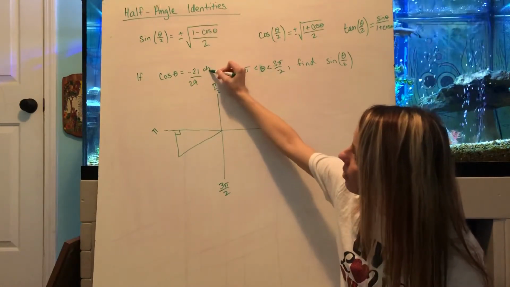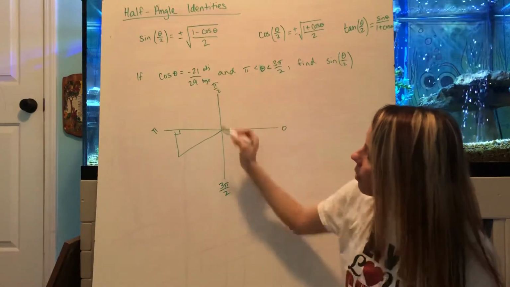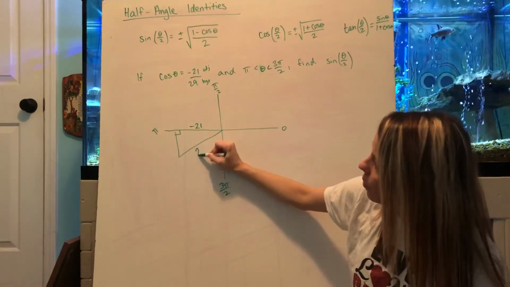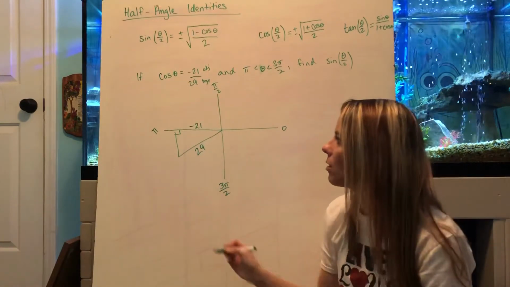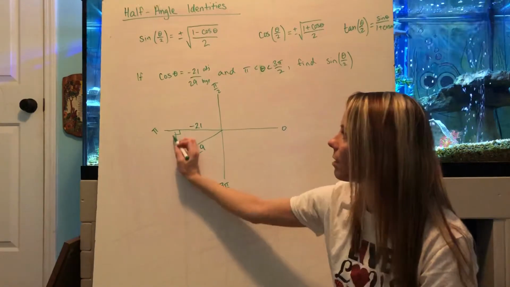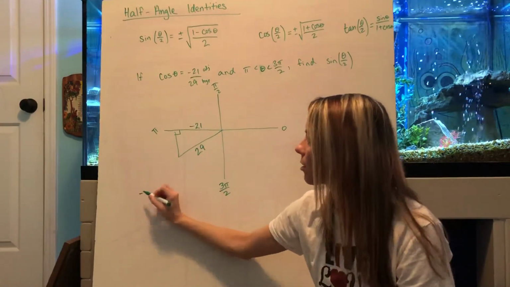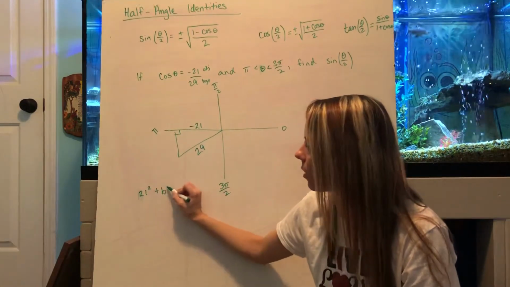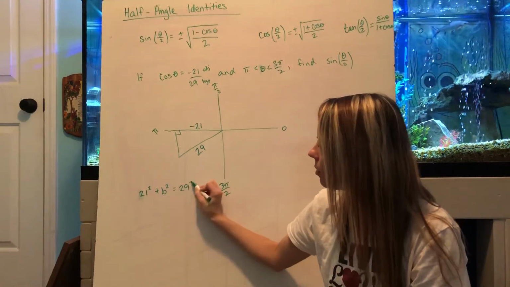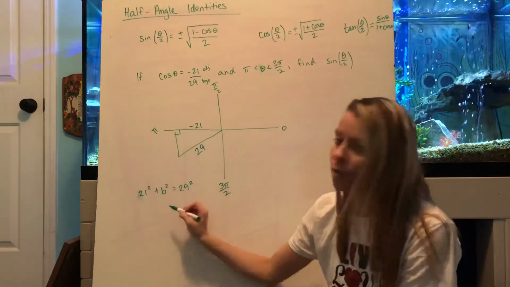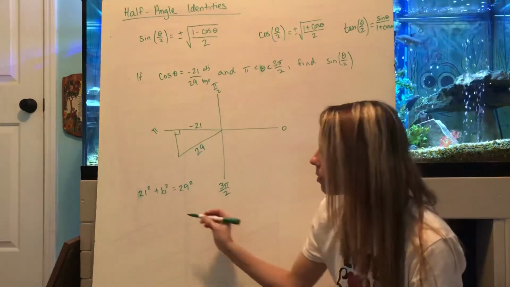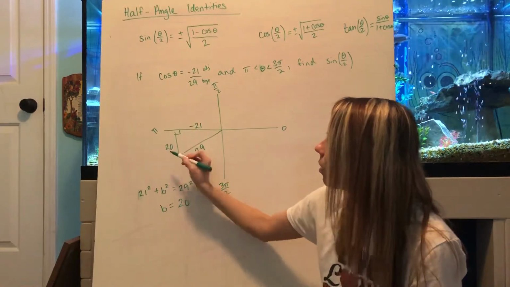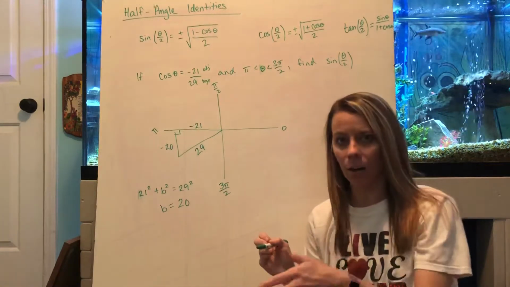Cosine is adjacent over hypotenuse. So adjacent is negative 21. Then over here the hypotenuse is 29. Then we need to do the Pythagorean theorem to find this last side. So 21 squared plus b squared equals 29 squared. I worked this out earlier, just to make the video shorter because you guys know how to do this part, b is 20. Only it'd be negative because it's going down.